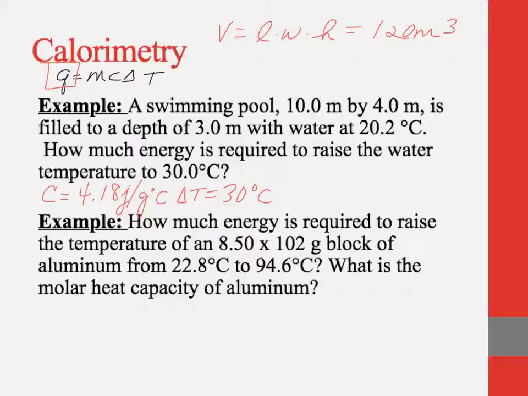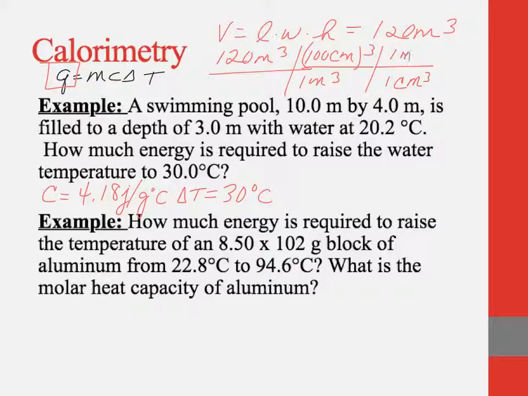We now need to change that to grams. So 120 meters cubed, we know that 1 meter cubed is equal to 100 centimeters cubed. Please remember to cube this. A lot of you didn't do that on the dimensional analysis lab. And we know that 1 centimeter cubed is equal to 1 milliliter. And we also know that 1 milliliter is equal to 1 gram. So all of our units cancel.